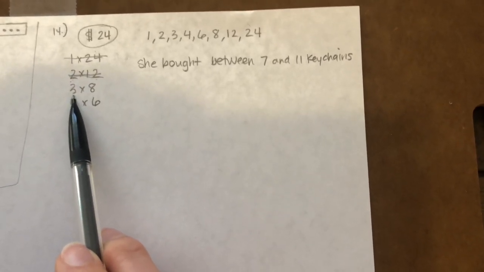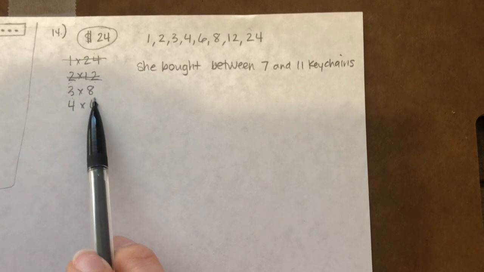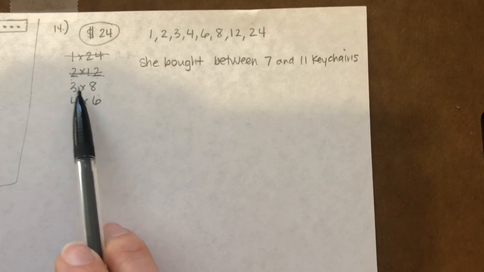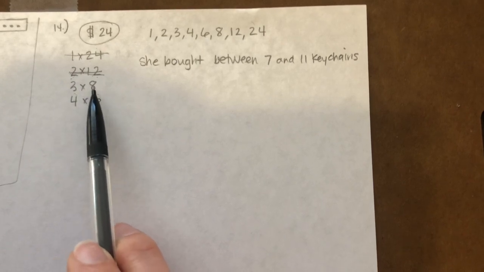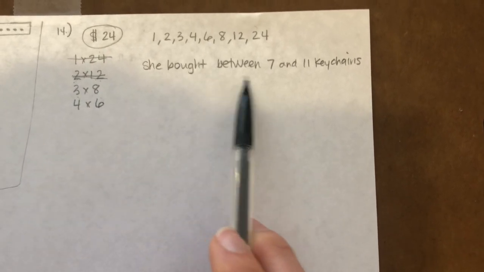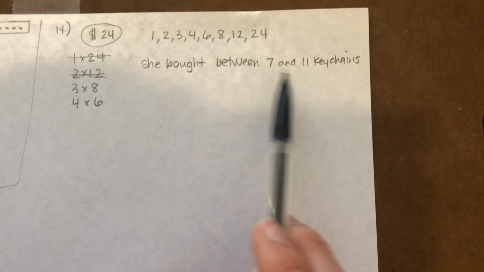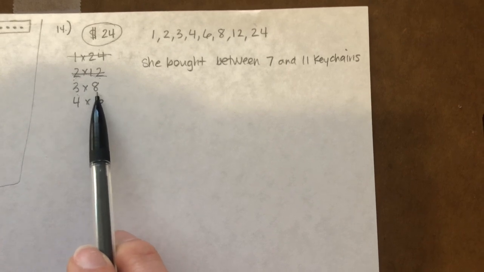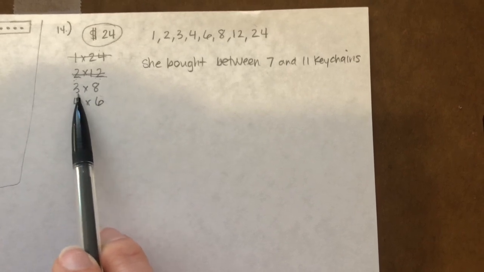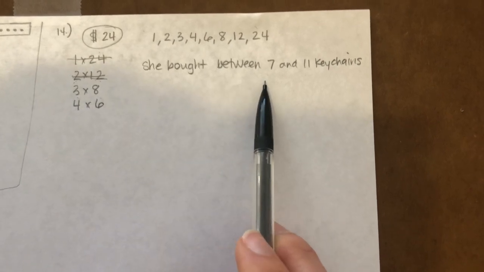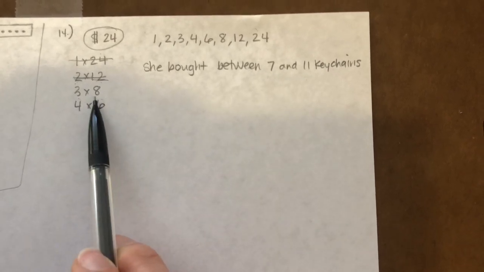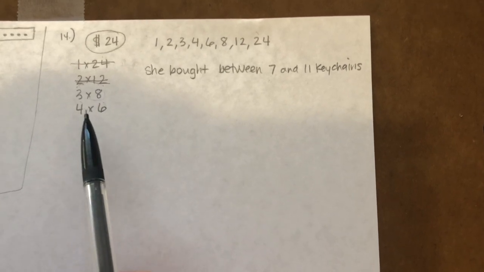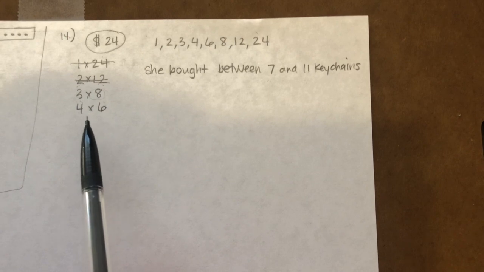Okay, let's try our next one. 3 times 8. So there's 2 ways that she could have gotten $24 as her total. She could have bought 3 keychains at $8 a piece, but that doesn't work because we know she bought between 7 and 11 keychains. Okay, so maybe she bought 8 keychains at $3 a piece. Does that work? If she bought between 7 and 11 keychains, could she have purchased 8 keychains at $3 a piece? Yes.